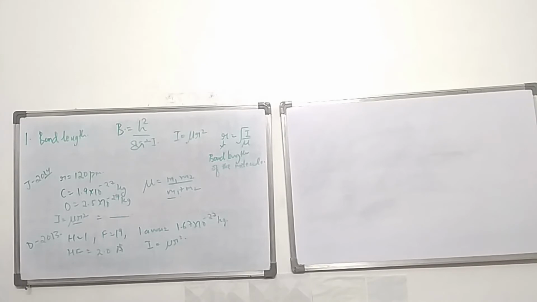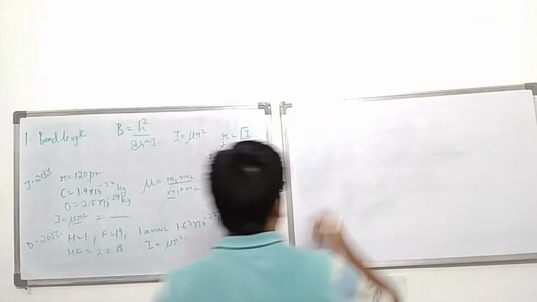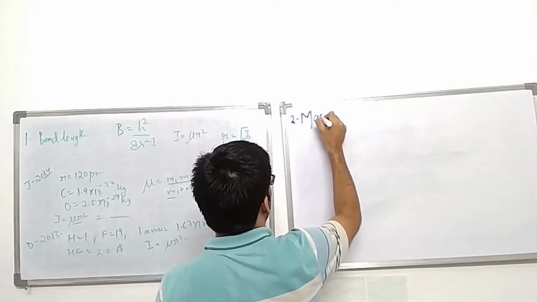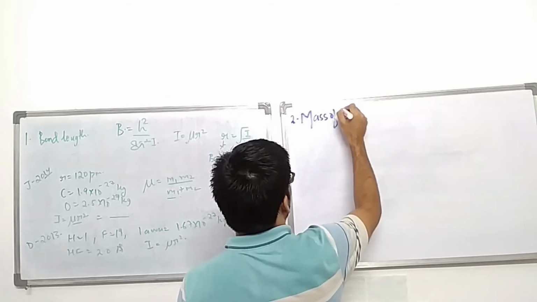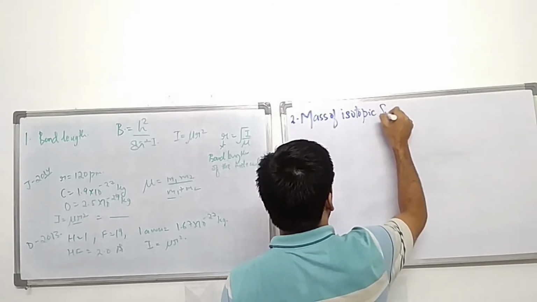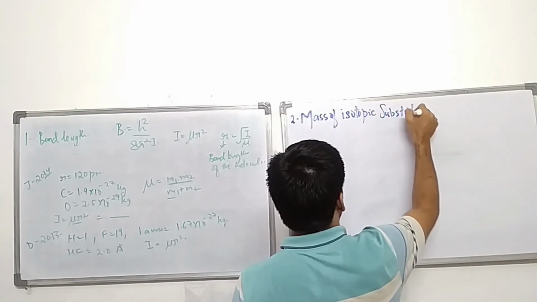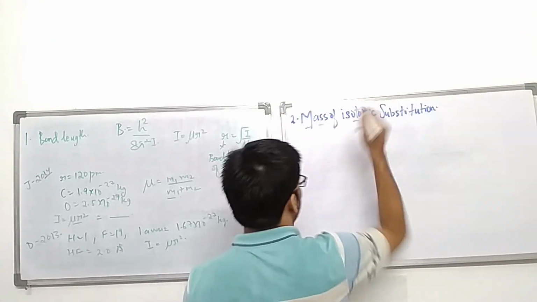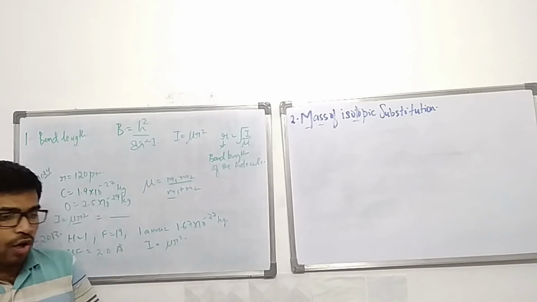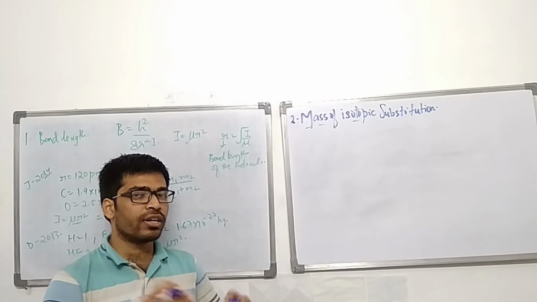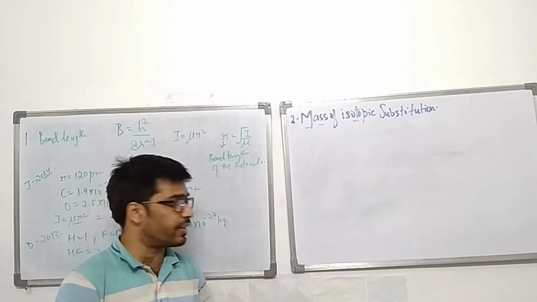Now what other property can you find using this? The first is mass of isotopic substitution. Let's say in your sample, you have made an isotopic substitution, or you have changed one of the elements by its isotopes. How can you determine what is the mass of that? How can you identify that?